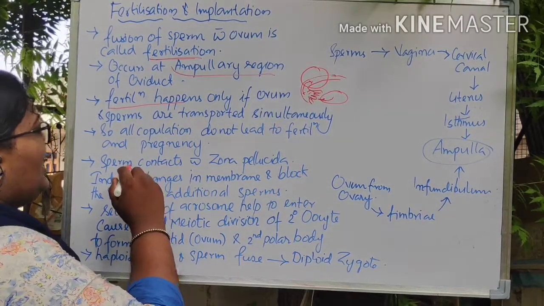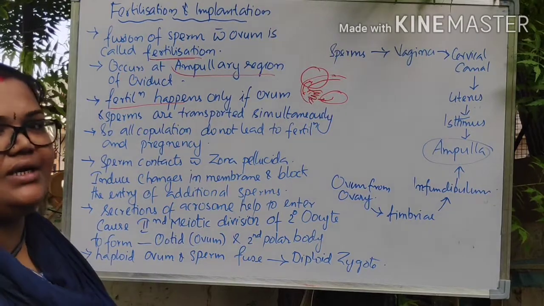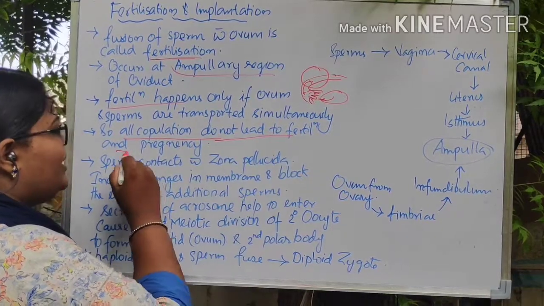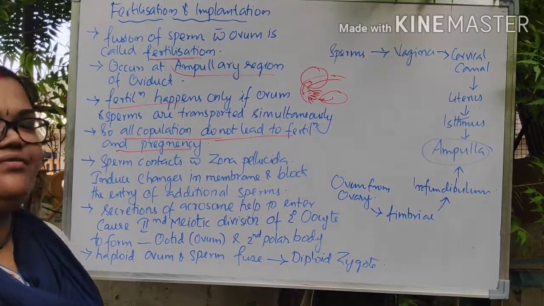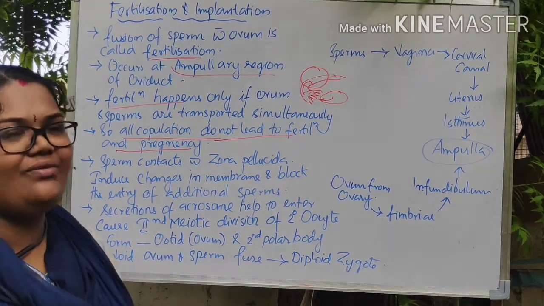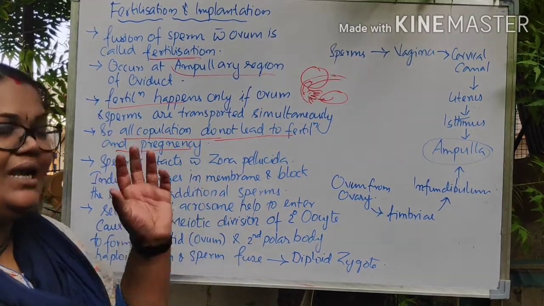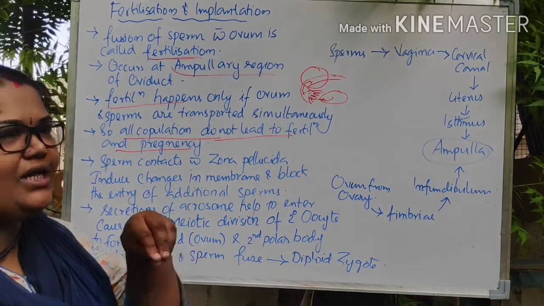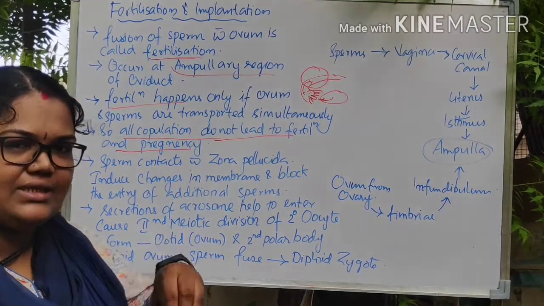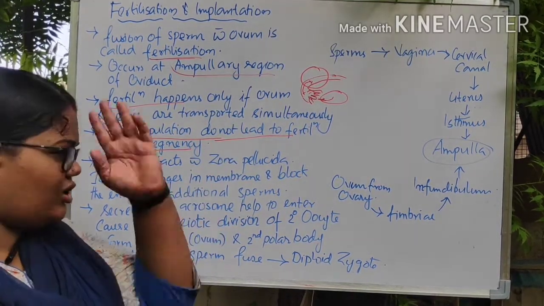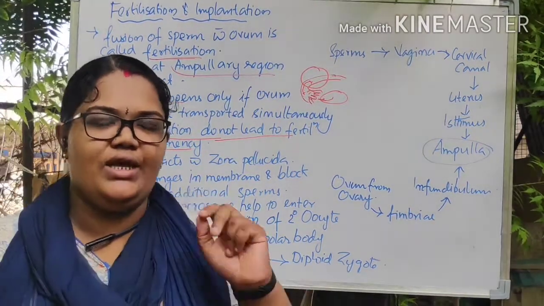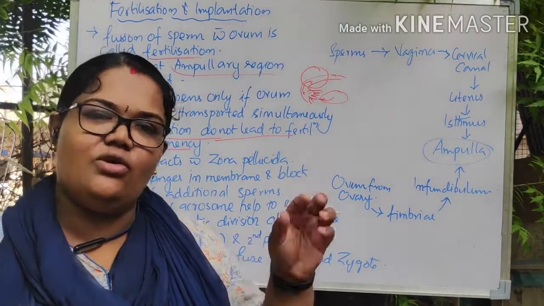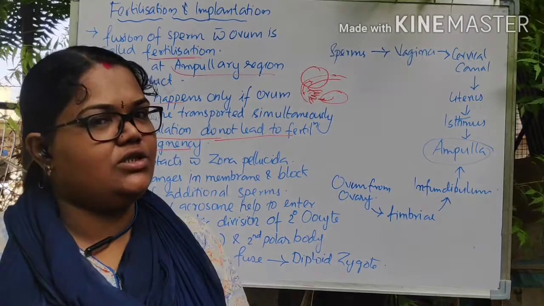That means every copulation, every sexual intercourse, will not lead to fertilization and pregnancy, because the ovum and sperm must be transported into the oviduct simultaneously. Then only there is a chance of fertilization; otherwise it will be difficult. The ovum can wait at least 2 days, and the sperm can come up to 1 week before. If ovulation happens within that 1 week time, then there is a chance of fertilization.